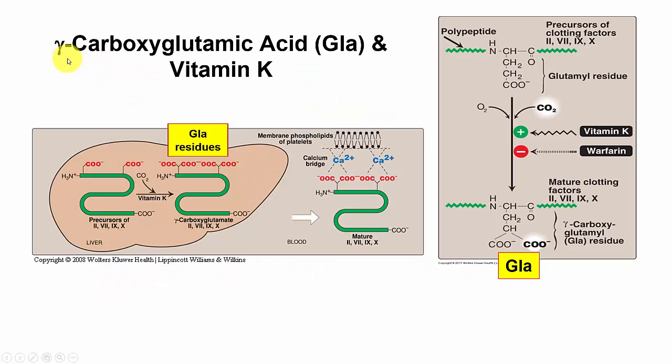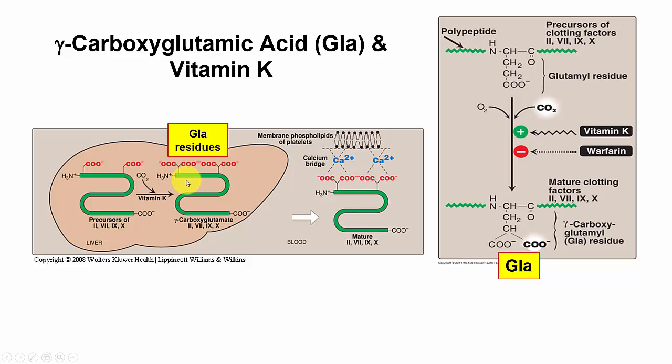The next component we're going to look at is gamma-carboxyglutamic acid, or GLA, and vitamin K. Now here are various precursors of the blood coagulation proteins that are made by the liver, factors 2, 7, 9, and 10. And they have glutamic acid residues, and the side chains have carboxyl groups. Vitamin K uses CO2 and an enzyme to carboxylate those and put another one on it. This is called a gamma carboxylation.